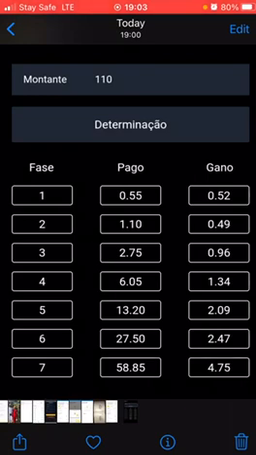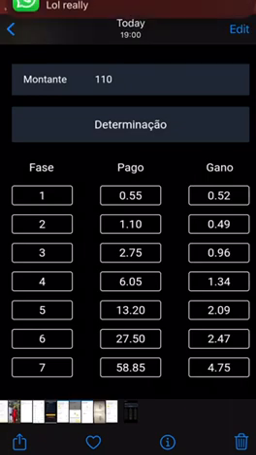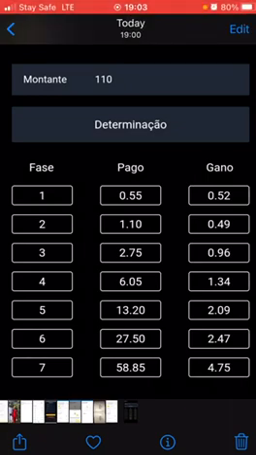The first round is 0.55. The second round is 1.10. So anytime we keep losing, let's say we lost the 0.55, we lost 1.10, we lost the third round, we lost the fourth round, and then we won the fifth round, which is 13.20. What happens next? Once we win at the fifth round, we're going to make a profit of $2.09. It's really nice. So we're going to make that.